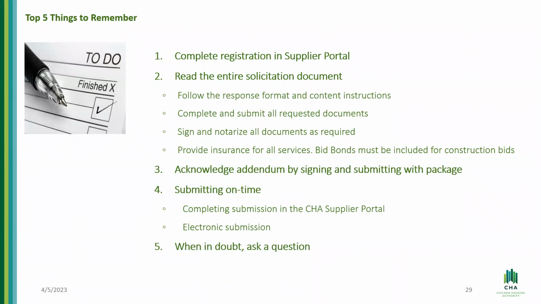The second thing is to read the entire solicitation document. You have to follow the response format and contents instructions. Again, I mentioned to you, this is like a homework book with the answer. So read the entire document. This is like a good novella. You don't want to skip any chapter, otherwise you're not going to understand the end. Complete and submit all requested documents and sign and notarize all documents as required. Also provide insurance for all services, and bonds will be included for construction, so make sure you submit those documentation.